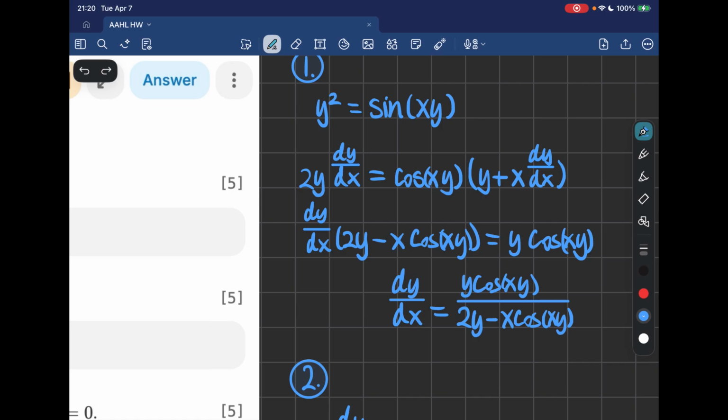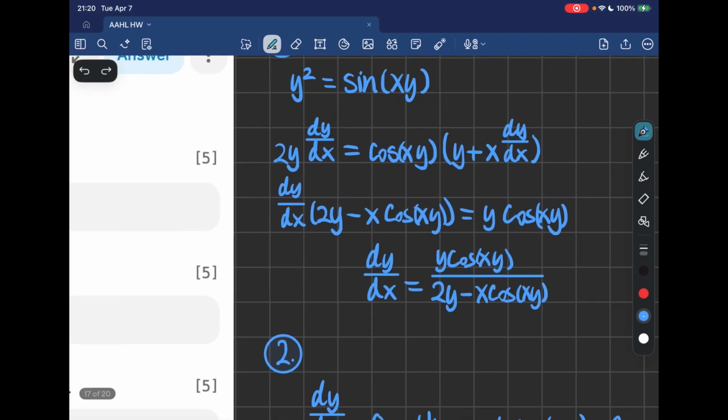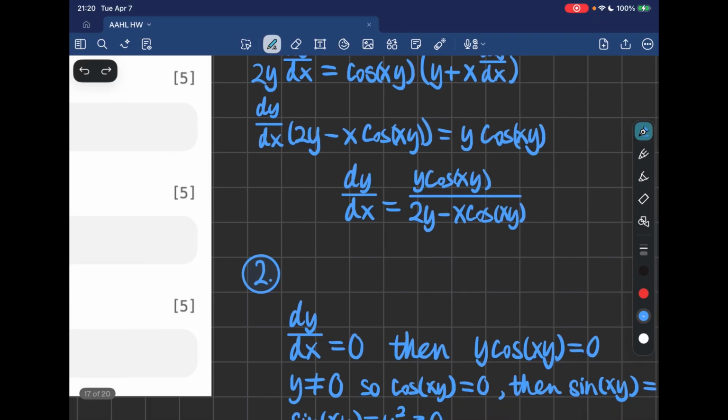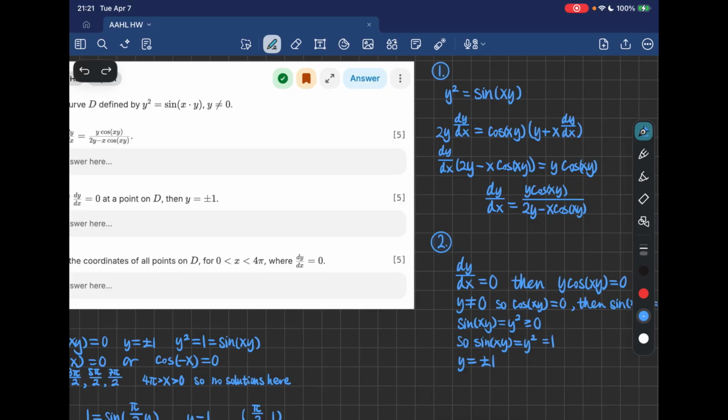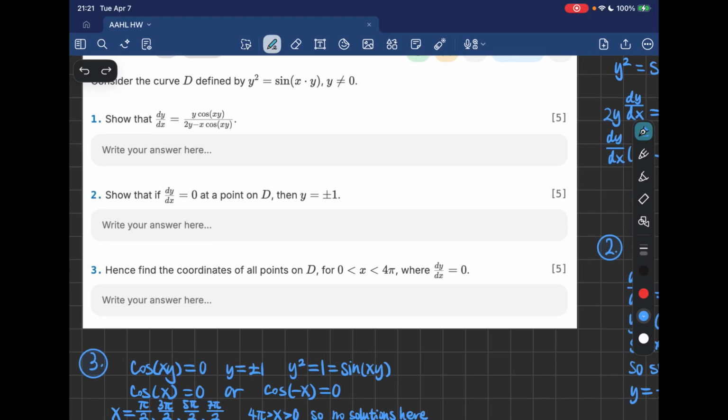So remember to write dy over dx for the terms that has y, and also for this we need to apply a product rule. So after isolating dy over dx, you'll get this, and that exactly looks like what's in the question.